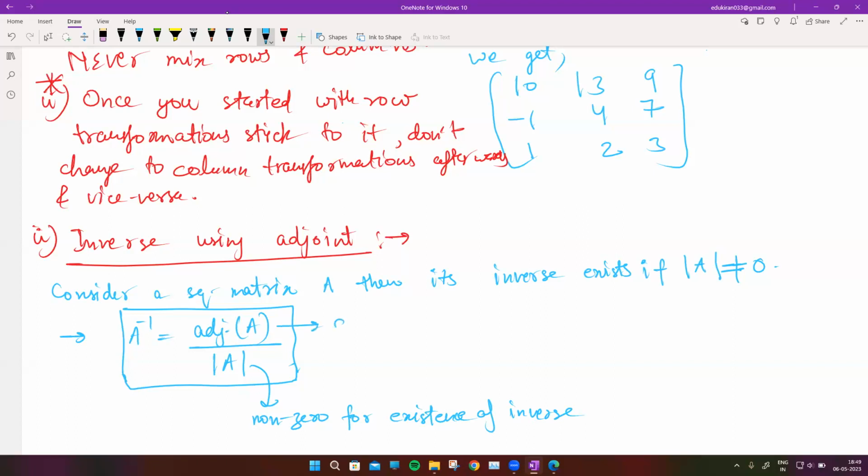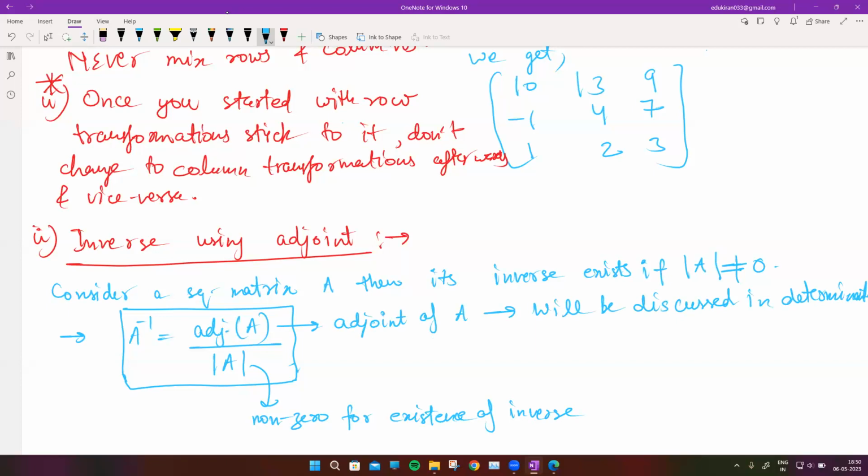And this is adjoint of A. Now the task will be how to find adjoint of A. We will discuss this in detail in our ongoing chapter, right?